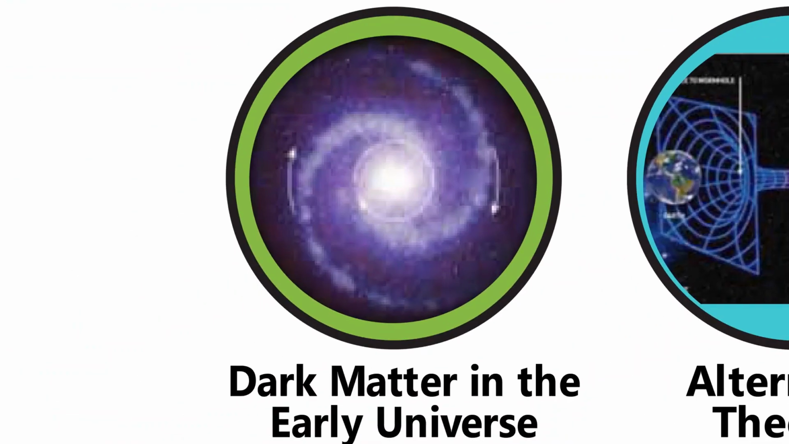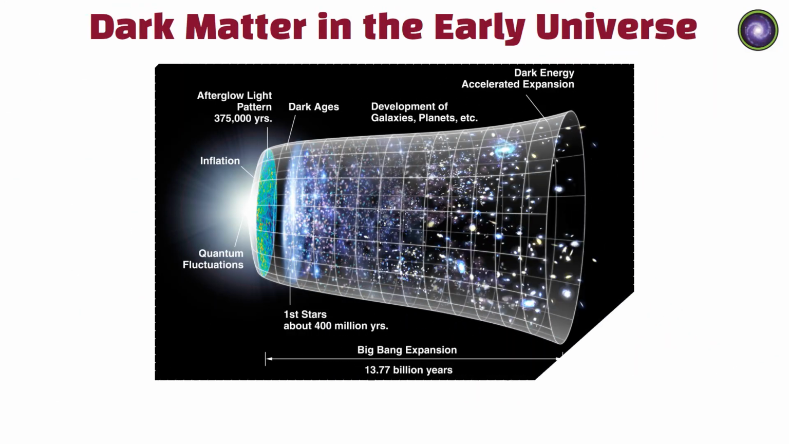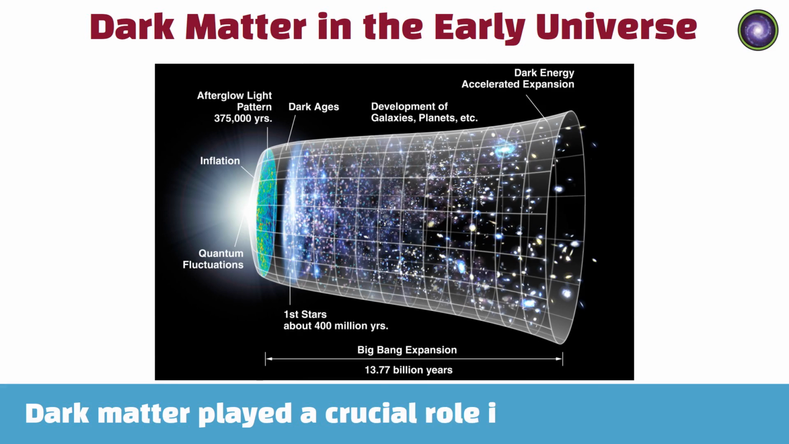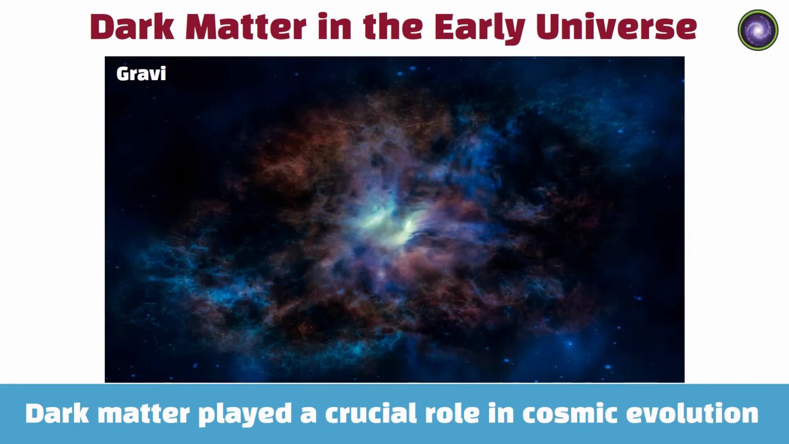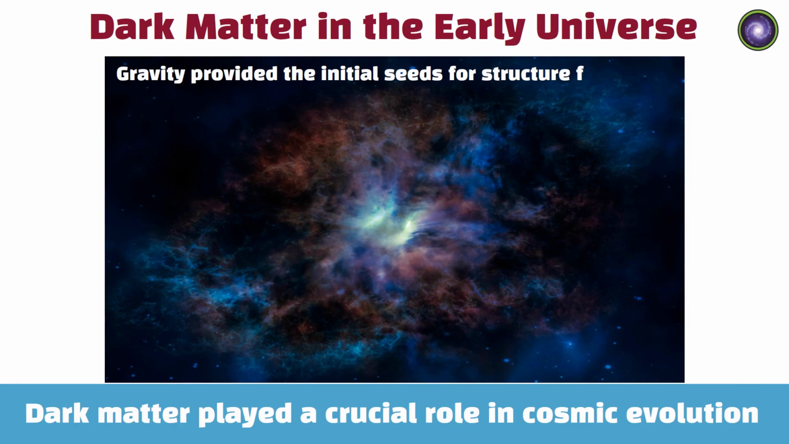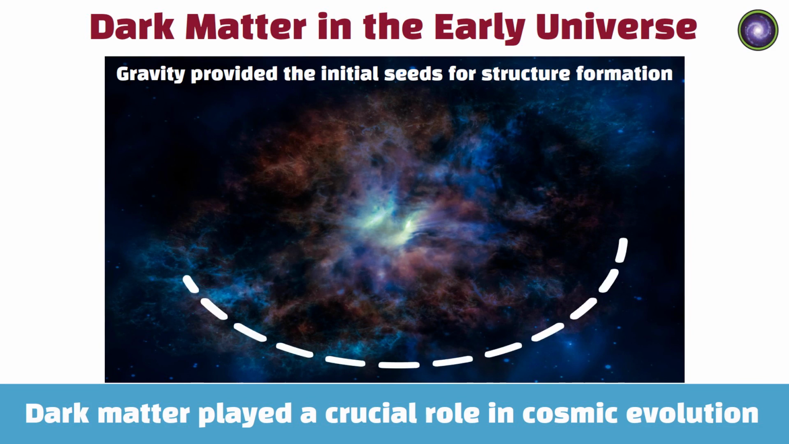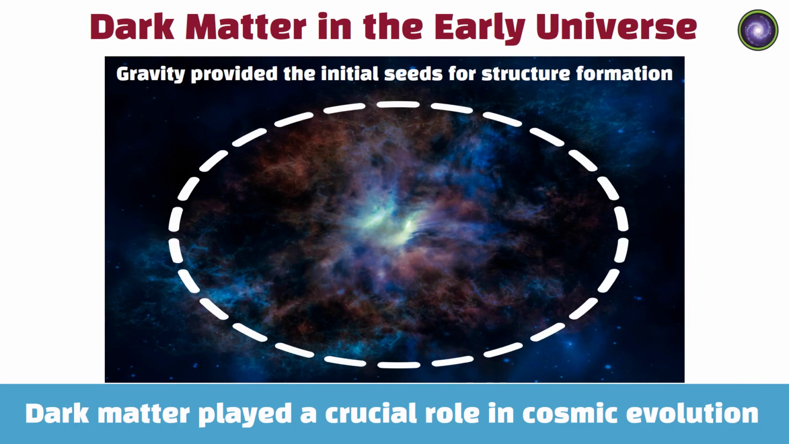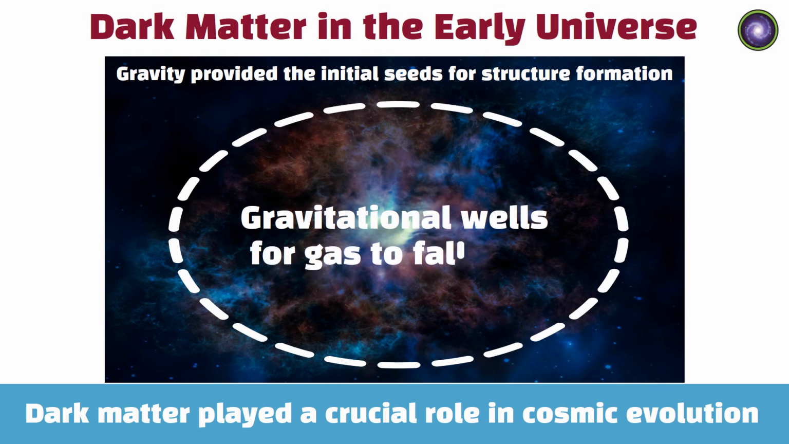Dark matter in the early universe. In the first moments after the Big Bang, dark matter played a crucial role in cosmic evolution. Its gravity provided the initial seeds for structure formation. Dark matter began clumping together long before normal matter, creating gravitational wells for gas to fall into.